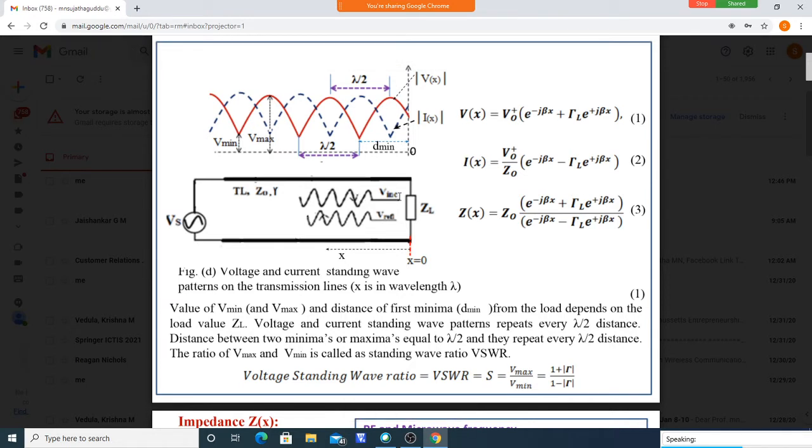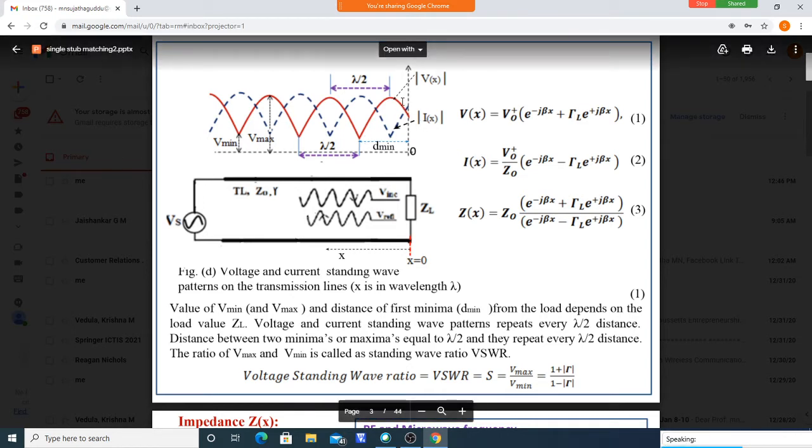See, the signal is going like this, and this reflected wave is going like this, but both have the same frequency. The amplitude of the reflected wave may be different from the amplitude of the incident wave. The phase also may be different, but the frequency is the same. Two waves are propagating in opposite directions with the same frequency, and maybe of different amplitude. That gives rise to standing waves over a transmission line like this.